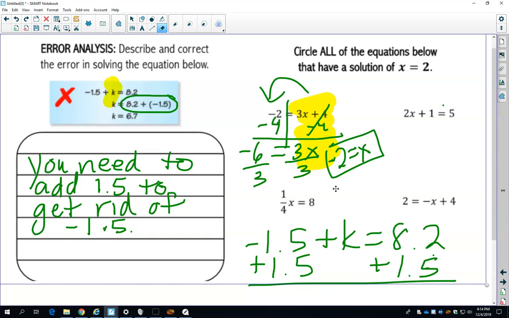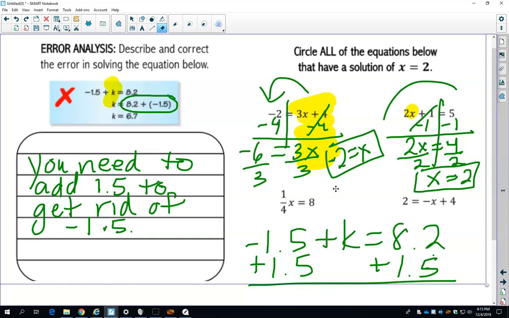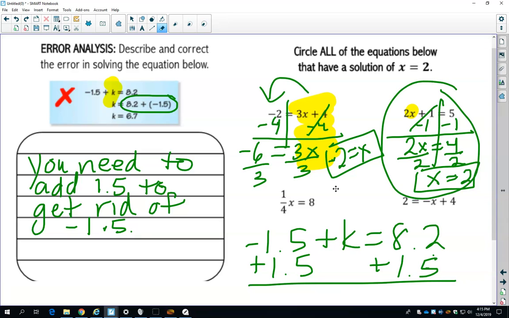So I'm going to carry on to the next one. I'm looking at the side with the variable. 2x plus 1 equals 5. And I'm going to subtract 1 from both sides. This cancels out. 2x equals 4. Divide both sides by 2. x equals 2. So this is one that I'm going to circle. Okay, now I'm going to get rid of this over here.